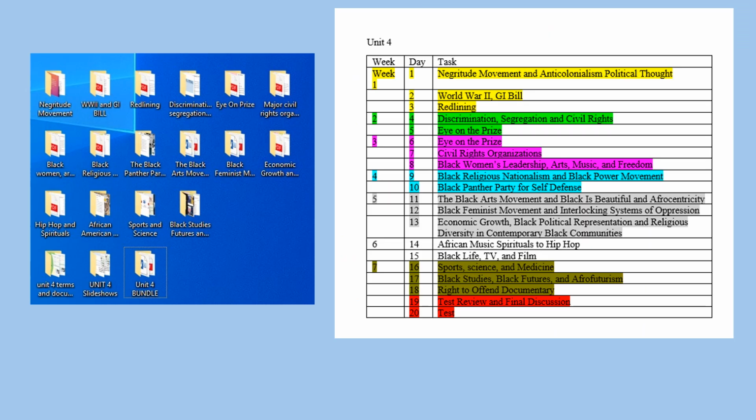Again, what you're purchasing here is a series of PowerPoints, videos, and resources to check the sources, terms, videos, a pacing sheet, and everything you need for Unit 4 AP African American Studies.